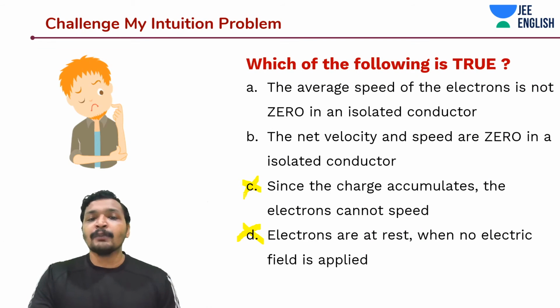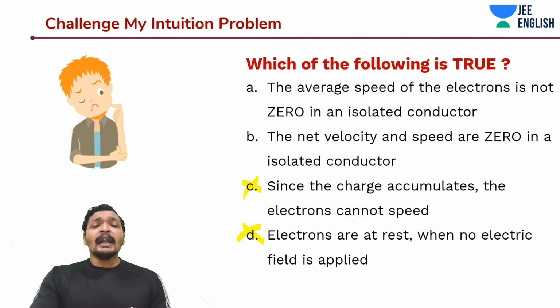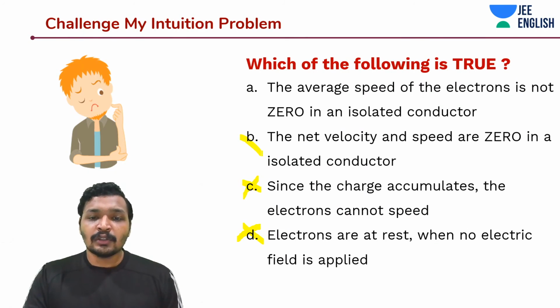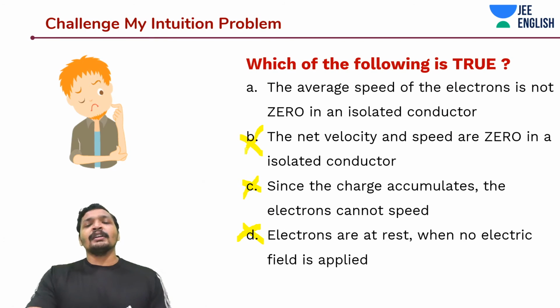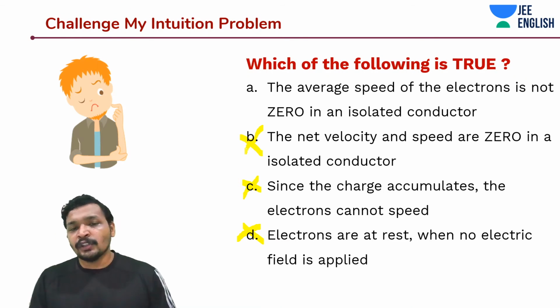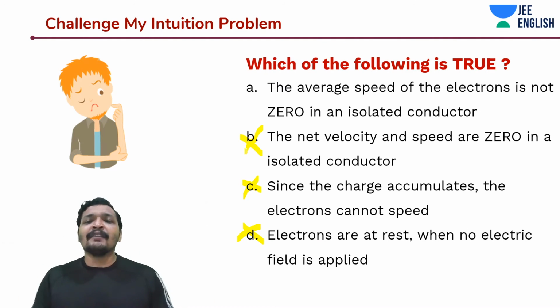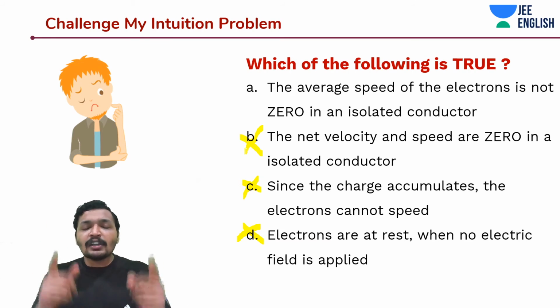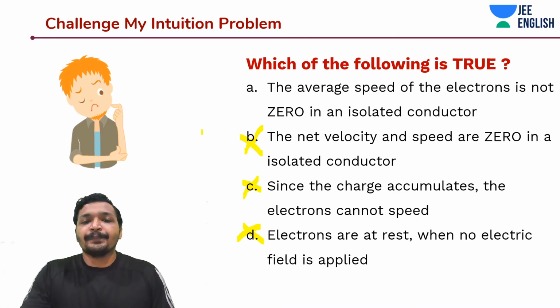Even under an electric field, they are moving. We just saw how they are moving. And the net velocity and speed are zero in an isolated conductor? The net velocity is zero, but not the net speed. So this is also false. Electrons are not at rest, electrons can speed up, I mean they do have a speed, and the net velocity may be zero, but the net speed is not zero. So the first one is correct. Electrons do have an average speed. The average speed of electrons is not zero in an isolated conductor.